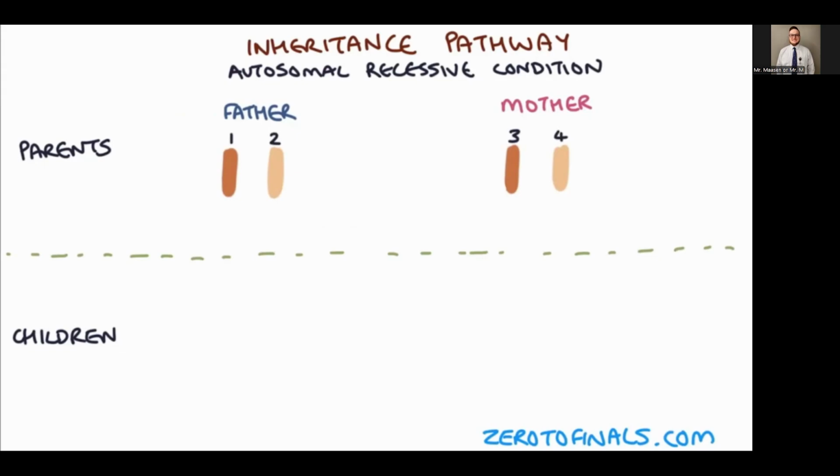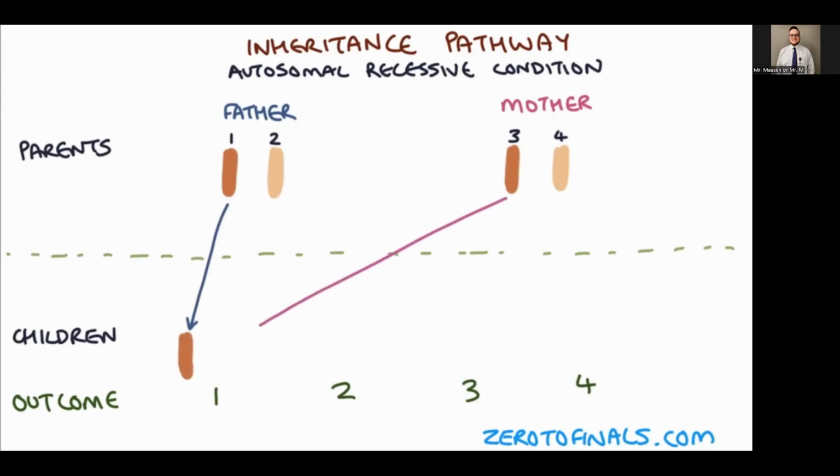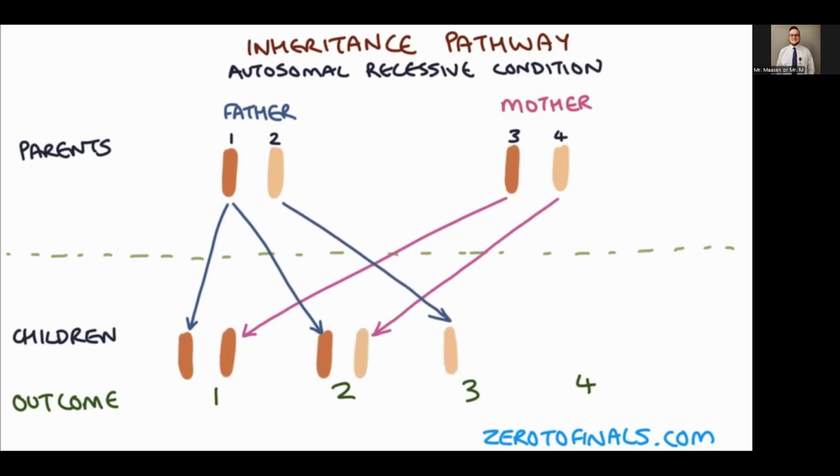There's always 4 possible outcomes to the inheritance of this specific gene. Outcome 1 is copy 1 from the father and copy 3 from the mother. Outcome 2 is copy 1 from the father and copy 4 from the mother. Outcome 3 is copy 2 from the father and copy 3 from the mother. And outcome 4 is copy 2 from the father and copy 4 from the mother.